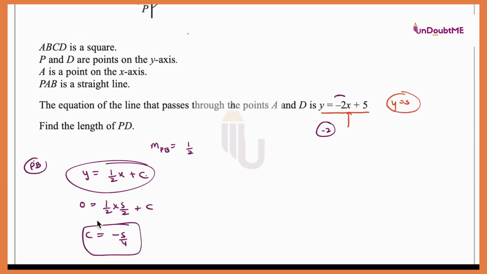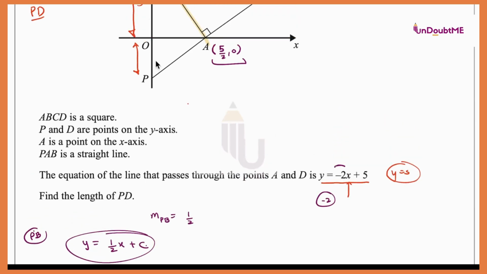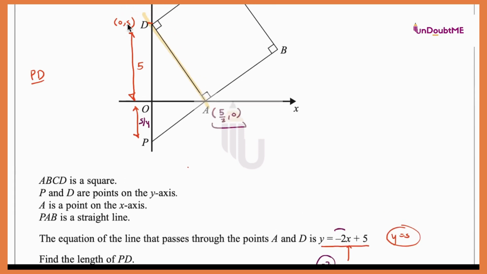Now c is equal to minus 5 by 4 means this value is 5 by 4. Now you need to literally add both of them and that will give you the answer. Why are we not considering the negative sign? Because we just need the length. So 5 by 4 and 5 are my required lengths.